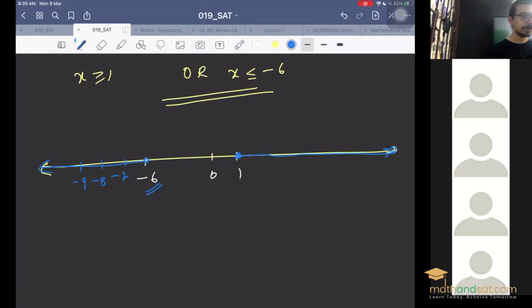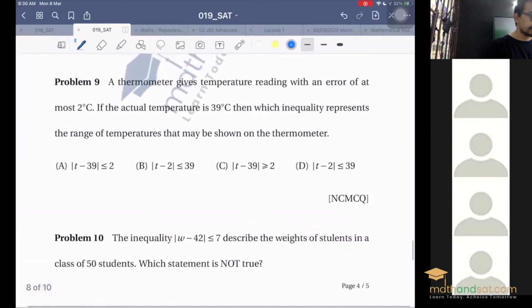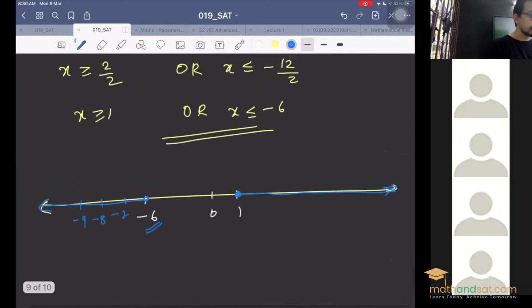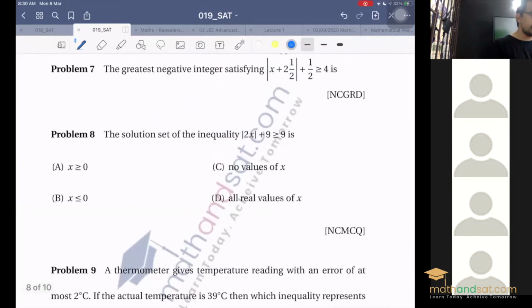Yes. So let's go to the next question. The solution set of the inequality modulus of 2x plus 9 greater than or equal to 9. So again, we have a similar question here.